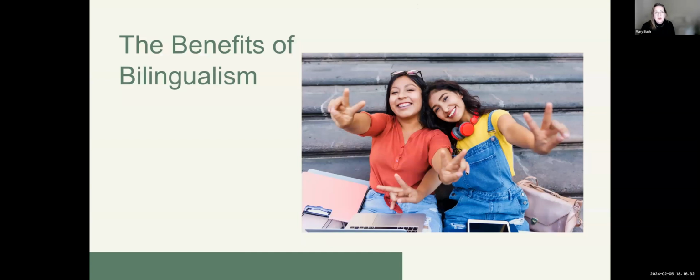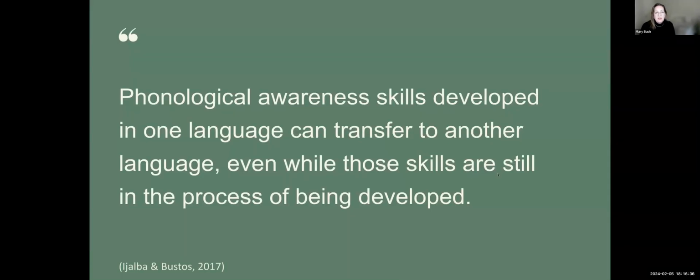So let's talk for a moment about the benefits of being a bilingual person. This quote says that phonological awareness skills developed in one language can transfer to another language, even while those skills are still in the process of being developed. We often get questions about this. You know, will my child be confused if they try to learn two languages simultaneously?